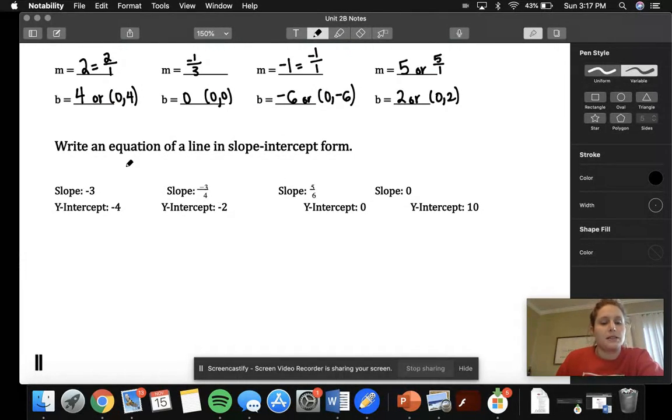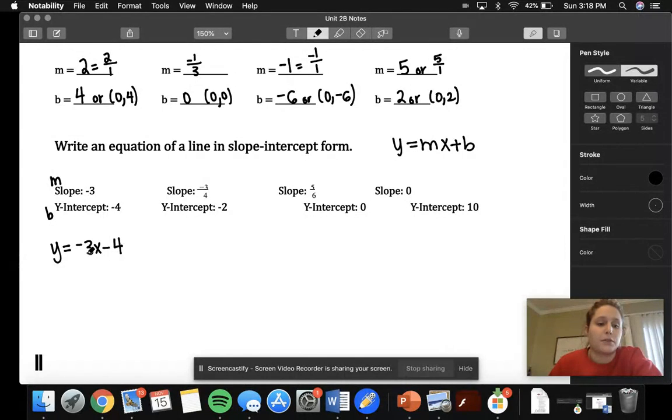Okay, the second part says to write an equation of a line in slope-intercept form. Okay, again, this is the most important equation that we learned this year. Okay, slope is our m value, and b is our y-intercept. Okay, so to write our equation, it would be as easy as y equals slope x plus b. Okay, so I just put the slope as a negative 3. I put the x. The formula does have plus b, but since this is a negative 4, I just wrote a negative 4 to represent that.